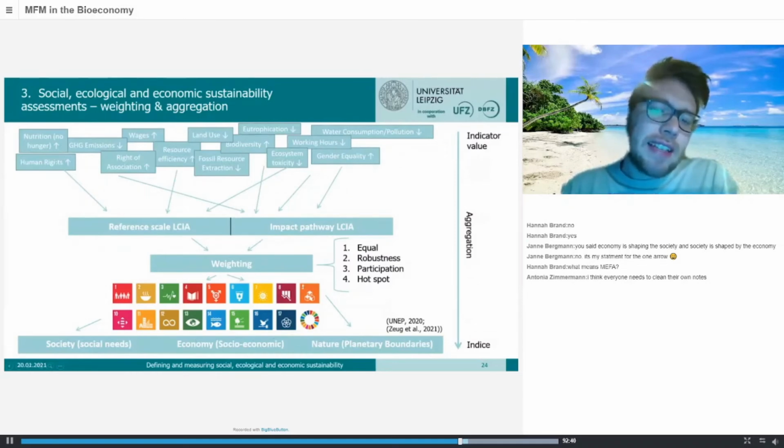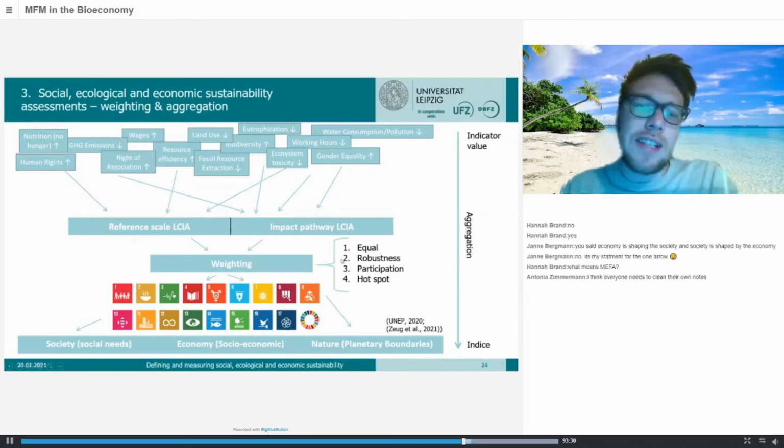And then you can also go into different categories you are assigning the indicators to. So, for example, you can go for the SDGs, and at the end, you can go for our society, economy, and nature categories. And weighting is the thing here in the middle. So, equal, robustness, participation, hotspot weighting. And aggregation is the process of getting from the indicator value to an index. So with every step we take, from indicators over impact assessment to the final categories, we are making an aggregation, and we are simplifying our model, and we are also simplifying or condensing our results. So this is very important for making them actually communicable to people who are not LCA experts.